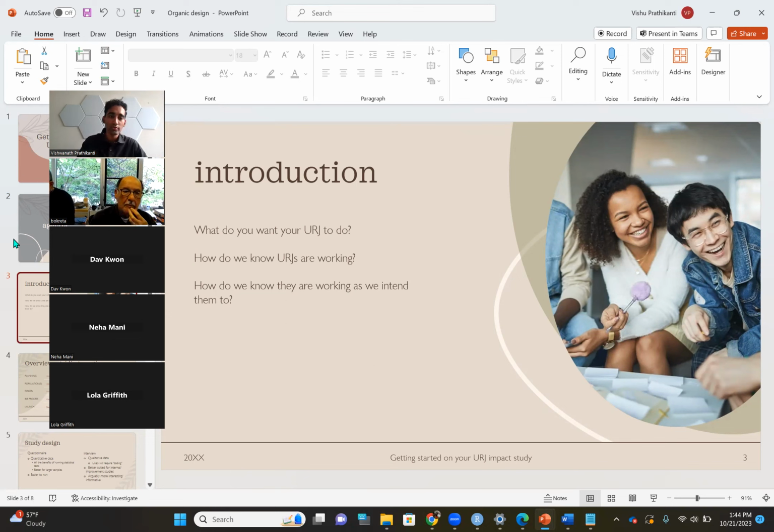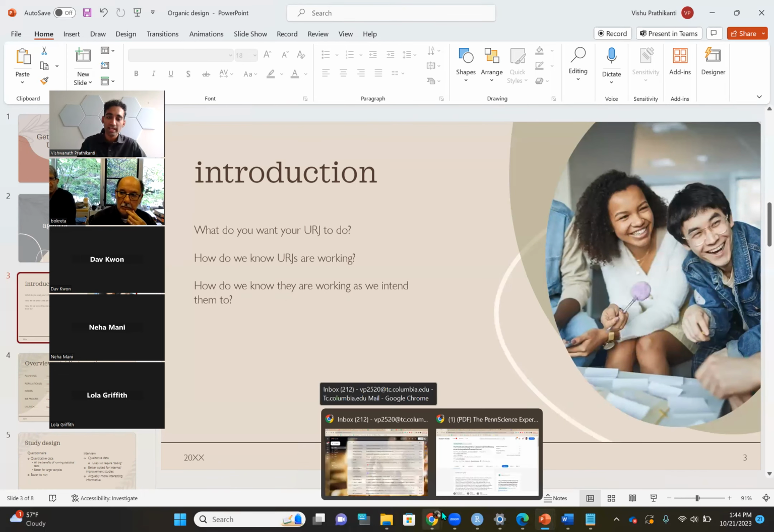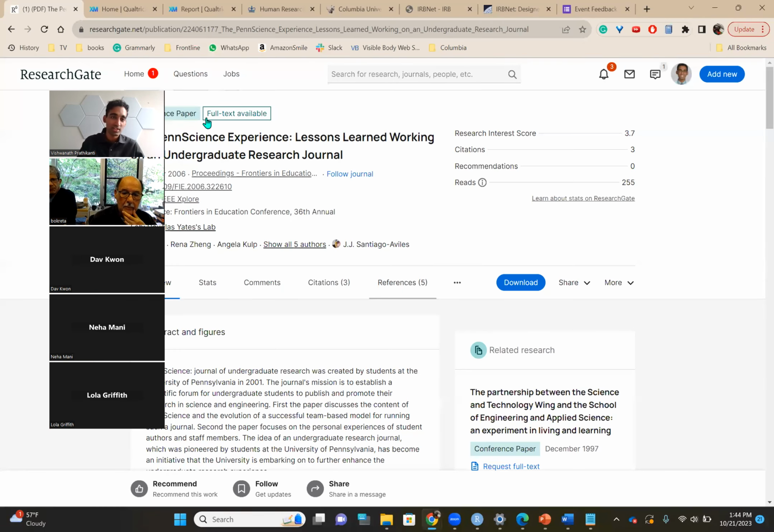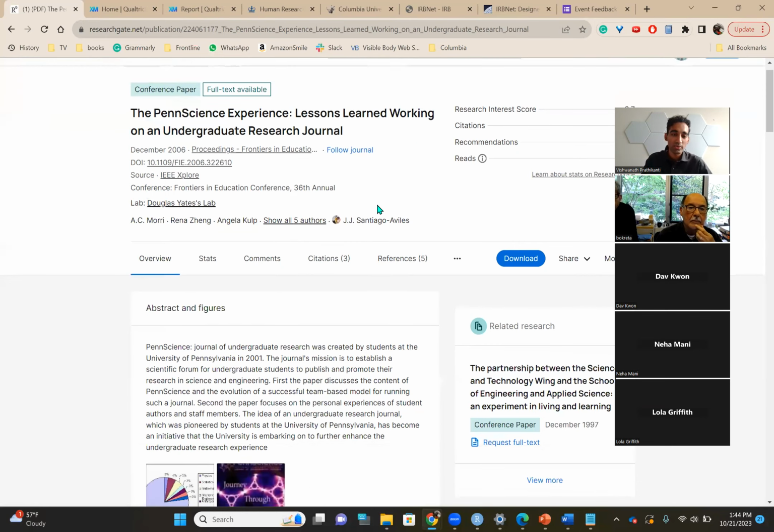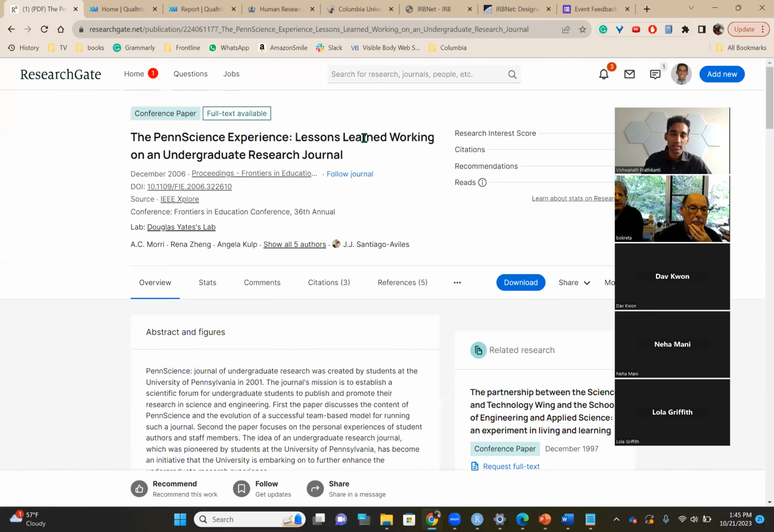Before we get into the rest of it, I want to switch my screen to the research paper that guided this session. I'm so happy to actually have the faculty advisors for it here, Dr. Santiago Viles and Dr. Bocreta. This research paper that they advised is a student-written research paper on the student-run research journal, Penn Science.